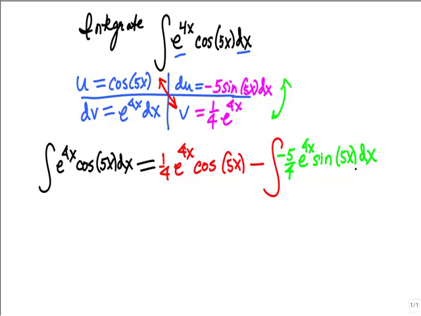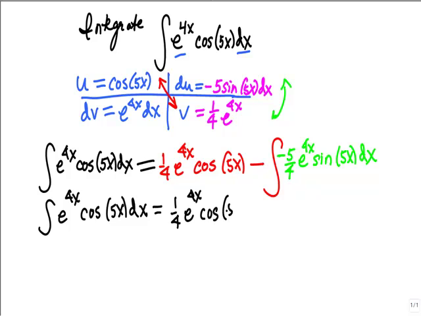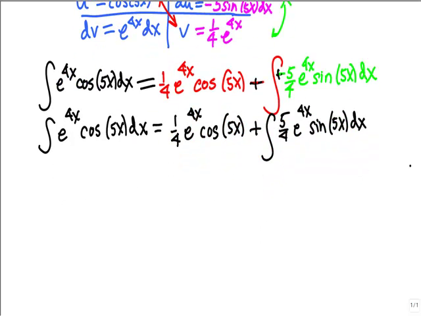Okay, so this becomes that the integral of e to the 4x cosine 5x dx is 1/4 e to the 4x cosine 5x minus a minus, which is plus. So we have plus the integral of 5/4 e to the 4x sine 5x dx. And now I'm ready to do another integration by parts on this resulting integral. So now we're going to say u and dv.